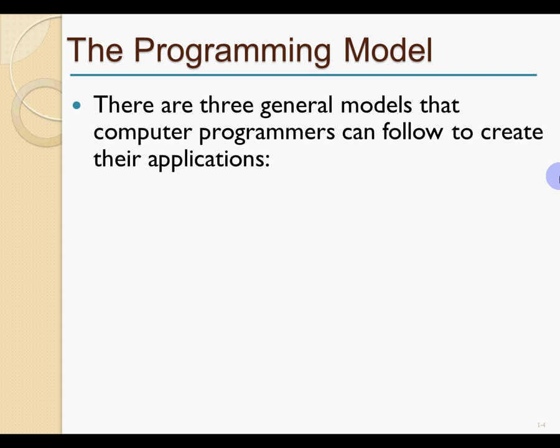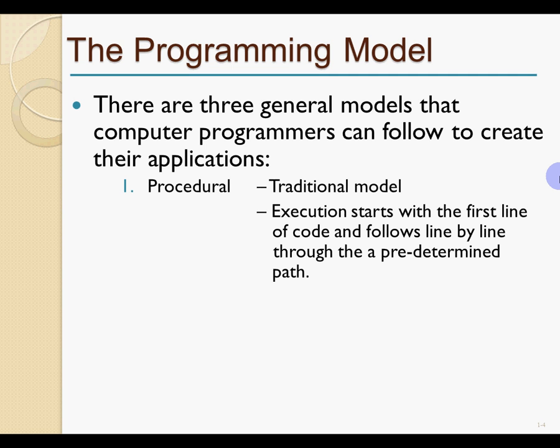Now, for programming languages that create source code, there are three general models that you can have. The first is called a procedural programming language. The procedural programming language was the first type of programming language ever invented. It's the traditional model. Essentially, it works where the program follows like reading a story. Execution starts at the first line of code and follows line by line through a predetermined path, one line after the other, much like you would read a book.